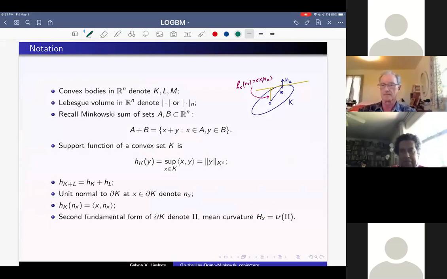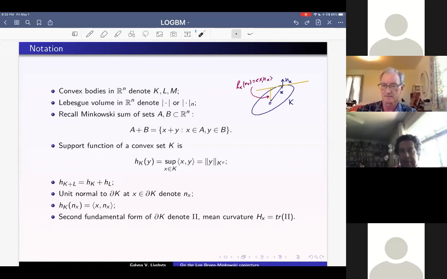So I work in convex geometry, which is a subject that involves dealing with convex bodies a lot. A body is convex if it's compact and has an empty interior, and any two points can be connected by an interval fully contained inside the set. Lebesgue measure I denote as |·| here. This is my standard notation for Lebesgue measure. Minkowski sum of sets is just a pointwise collection of points which are sums of elements from the first set and the second set.